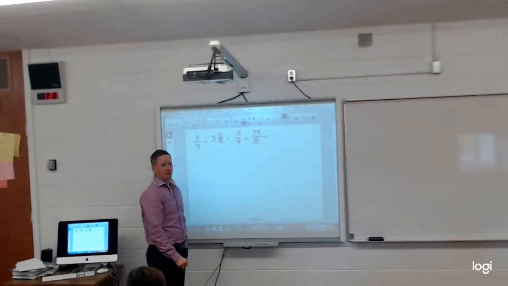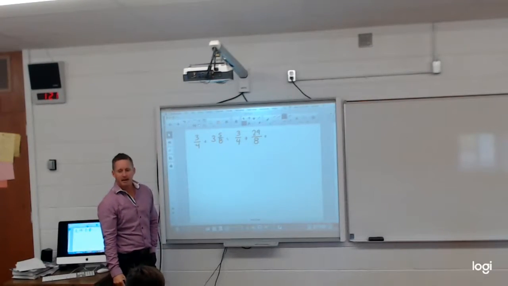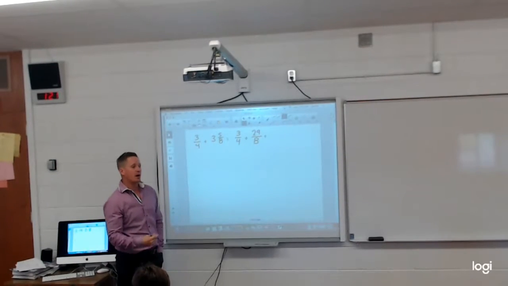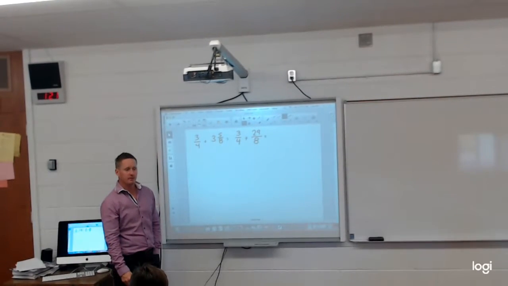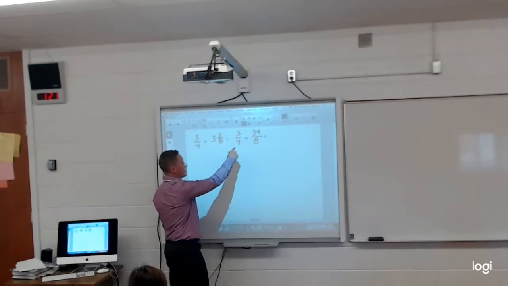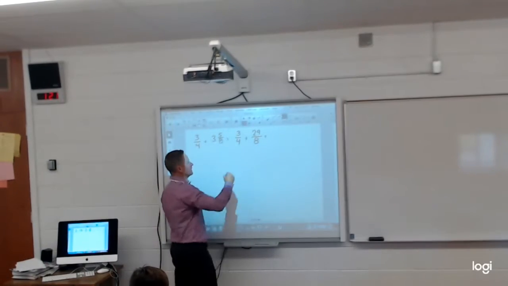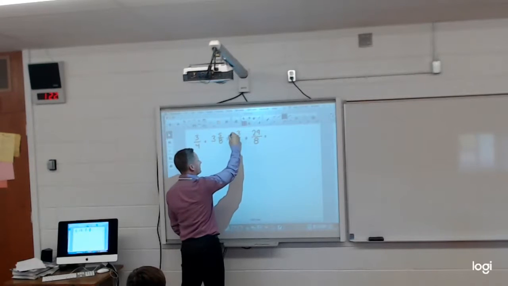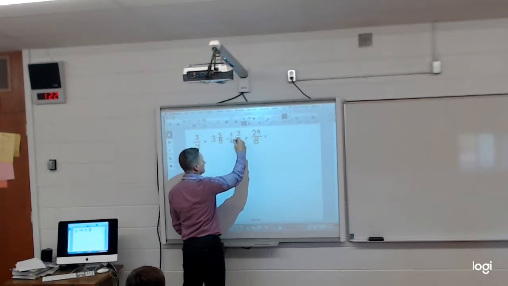Make them equivalent, same denominator, common denominator. What's common between 4 and 8? What do they both go into? 8. So what do I multiply 4 by to get 8? 2. So whatever I do to the bottom, I do to the top.